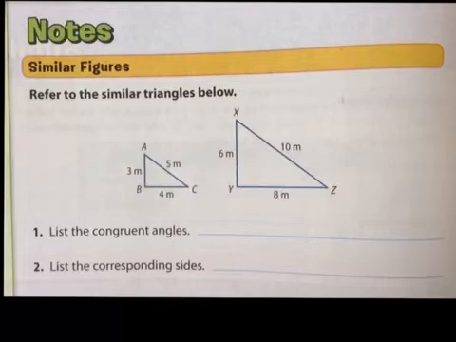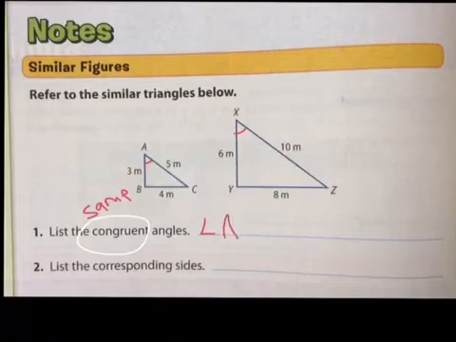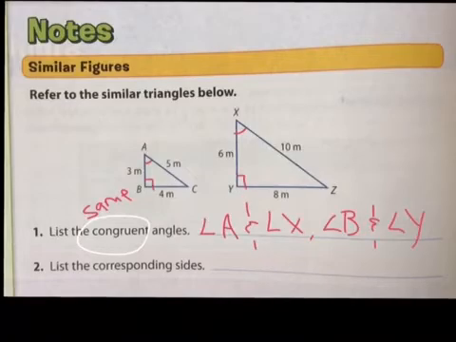So list the congruent angles. Remember that the word congruent means the same. So let's list the angles that are the same. I know that angle A is going to be the same as angle X. Right here, this little angle in there should be the same as angle X. So angle A and angle X. Angle B and angle Y. Angle C and angle Z.